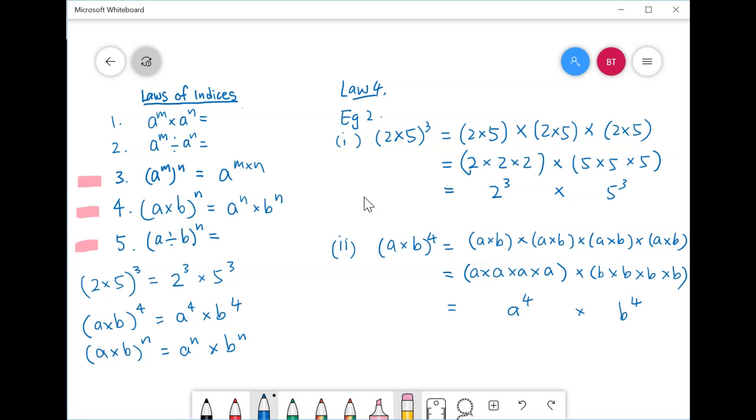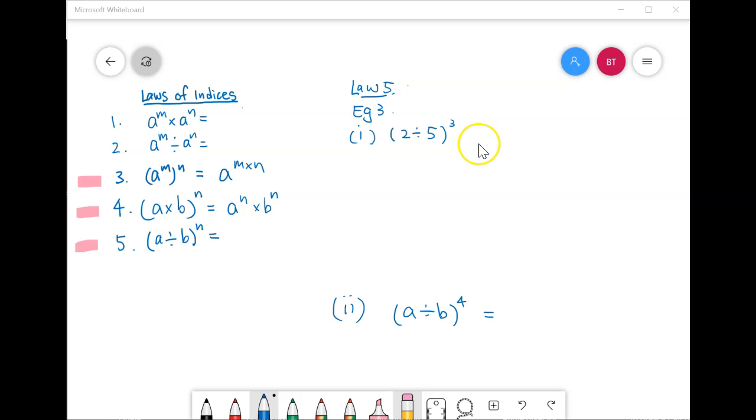So in the next example, we'll be finishing off with example 3 for law 5. In law 5 over here in example 3, you can see a similar situation of 2 divided by 5 to the power of 3. So that's similar to a divided by b to the power of n, and we're going to see what happens over here. So 2 divided by 5 is similar to 2 over 5 and outside power 3. So we're going to use fractions to try to help us understand this situation.